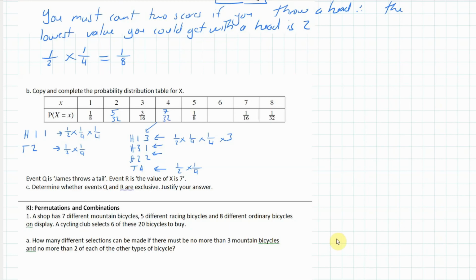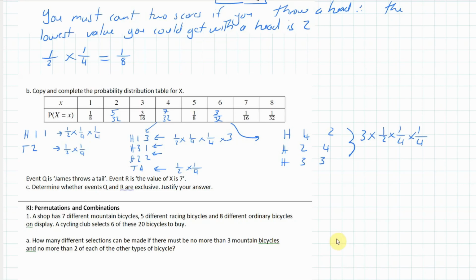Now with this last one here, this 6 business, you could get heads 4, 2, heads 2, 4, heads 3, 3. And that's the only way you could do this. Now there's 3 lots of the same thing here, 3 lots of 1/2 times 1/4 times 1/4. And so that gives us 3/32.